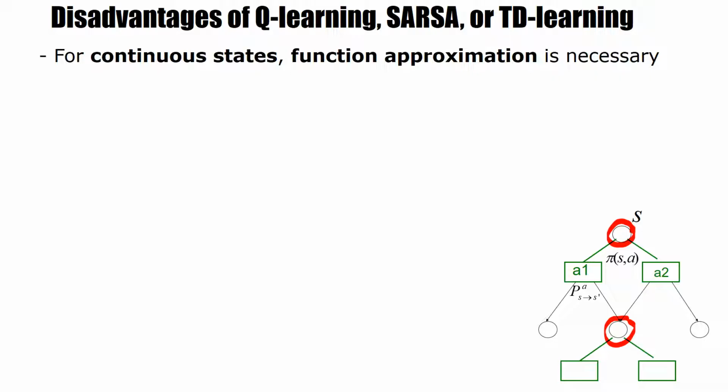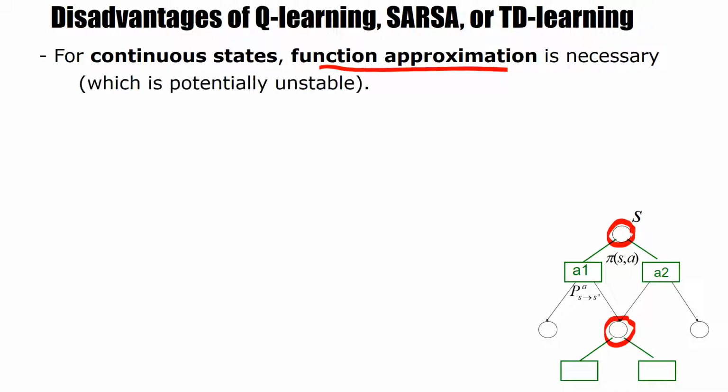Now, for continuous states, Q-learning is no longer that good because function approximation is necessary. You may say function approximation, what's the problem? We just take a neural network. It's a great function approximator. Well, it turns out it's potentially unstable because if you change the weights of the network, if you change the parameters, then you always change also neighboring states. This might be good for generalization, but it might do the wrong generalization, and that makes it unstable.